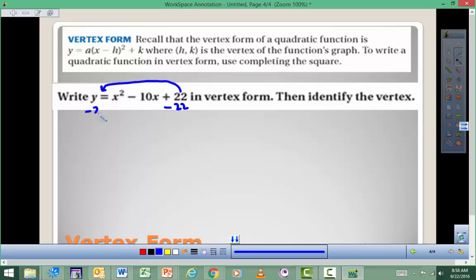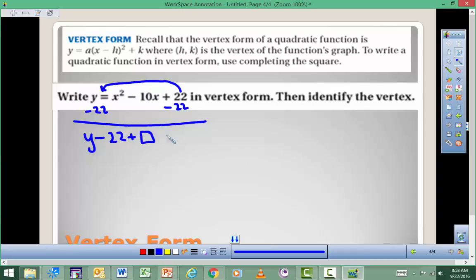And this time, though, we have a y sitting here. So that's going to change things just a little bit. So we have y minus 22 is equal to, well, let me put some space in there because we're going to add a box in there, right? We're going to add a box right here is equal to x squared minus 10x, and we want to determine now what number makes this a perfect square, because what we'd like is a perfect square here.